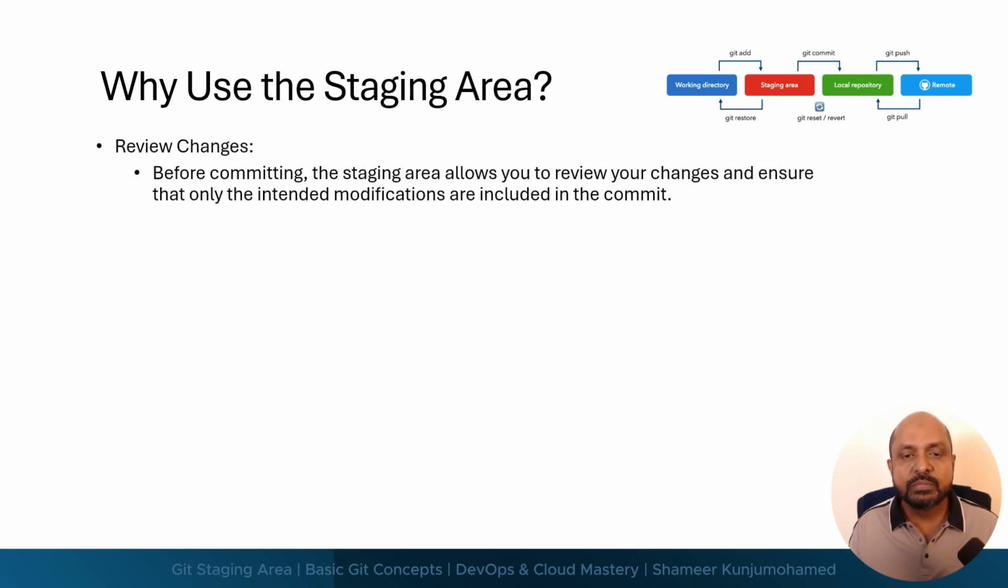The first benefit is that you can review your changes before you commit. The staging area provides a crucial checkpoint before you finalize your commits. Here you have the opportunity to review all the changes you have made since your last commit. This review process ensures that only the intended modifications for the files, or even parts of the files, are included when you commit to the repository. It's like a final quality check, a checklist, that prevents accidental commits of incomplete or erroneous changes, which ensures that every commit is intentional and accurate.